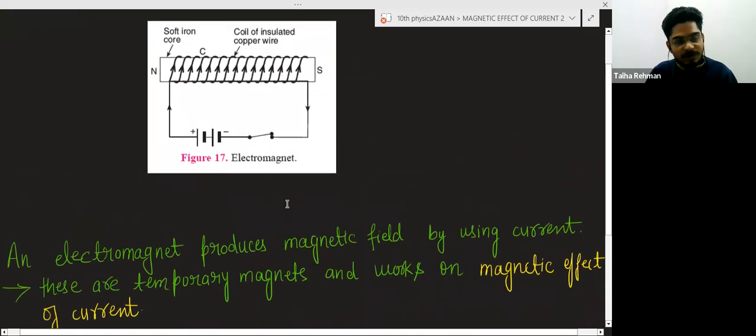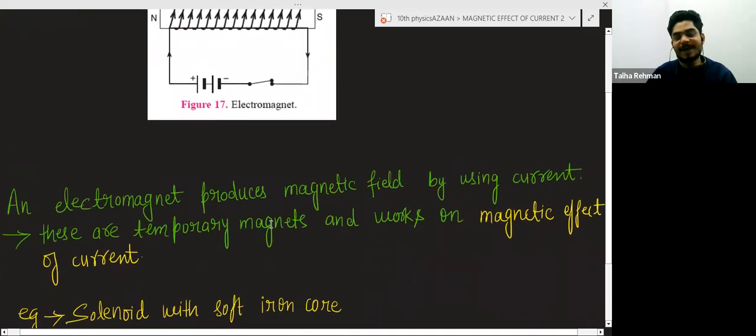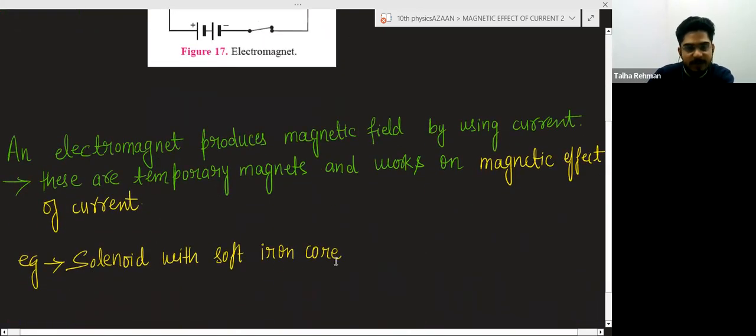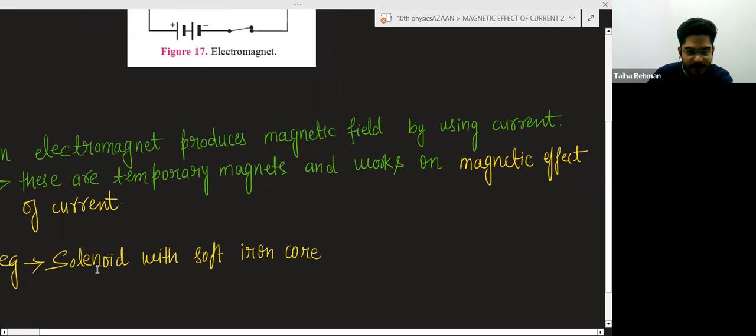So the example of the electromagnet is a solenoid with soft iron core. You can say this is a solenoid. This is also a solenoid. Solenoid is an electromagnet. So what is an electromagnet? An electromagnet produces the magnetic field by using current. These are temporary magnets, working on the magnetic effect of current. After that, the next topic is solenoid.